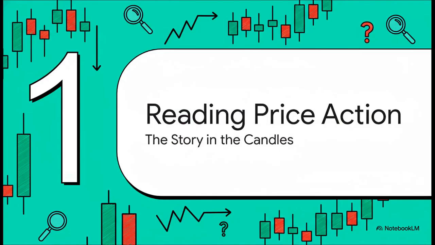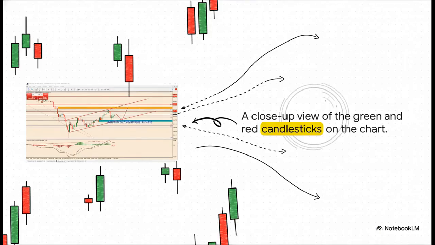All right, first things first. Before we can understand the map, we've got to learn the language it's written in. And that language is made up of these things called candlesticks. Let's zoom right in on these little green and red bars. They might look totally random, but trust me, each and every one of them tells a very specific story about what happened to the price of gold during a specific 4-hour window.